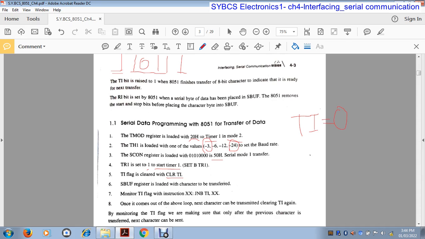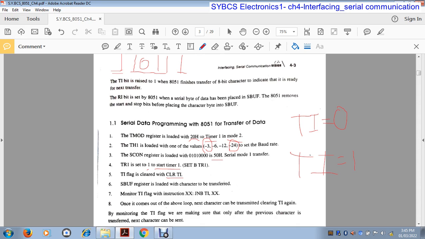So this indicates that the transmission of information is in process. And when TI is equal to 1, it indicates that transmission is completed. Then the SBUF register is loaded with a character to be transmitted. The data or information that we want to transmit should be placed in the SBUF register.